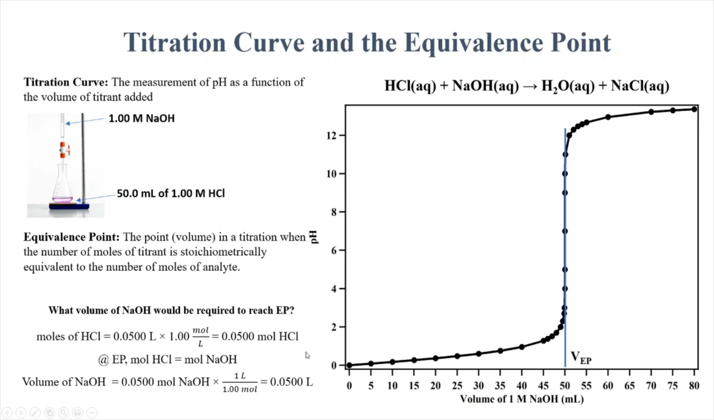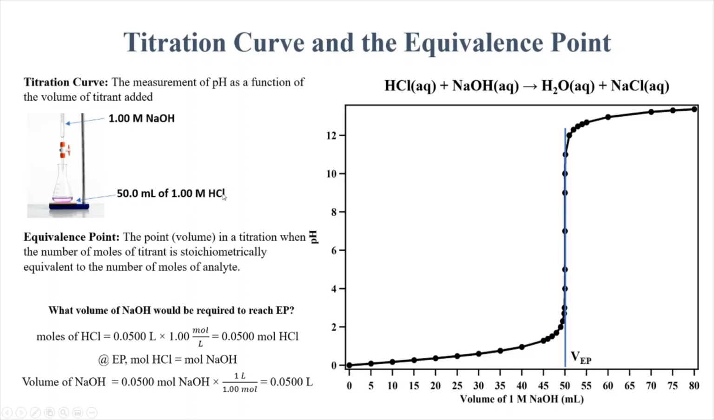So now let's take a look at what this graph shows us and start to analyze what's happening here. When we first start this reaction, this makes sense. At 0 volume of titrant added, we just have some 1 molar HCl around. If you take the negative log of 1, you're going to get a pH of 0. And that's why this starts out with a pH of 0 at volume 0.